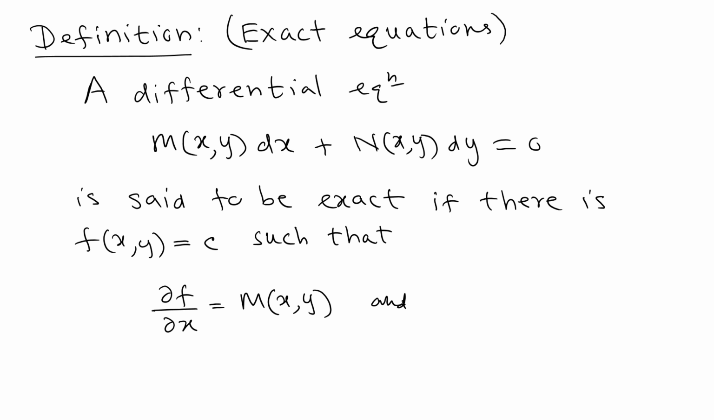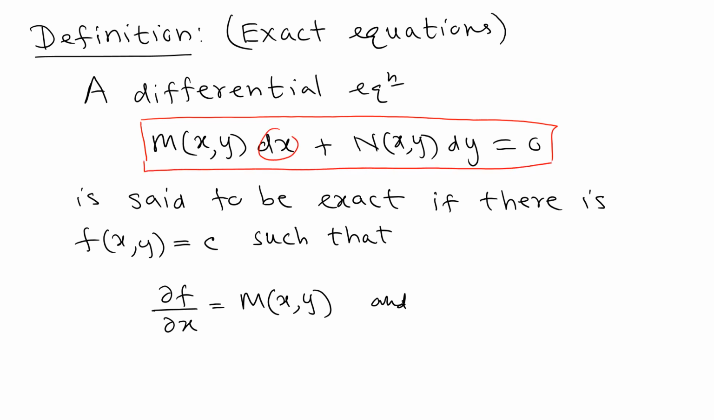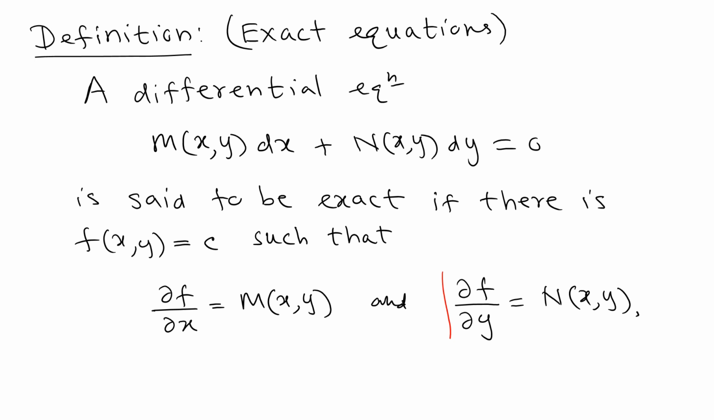We say a differential equation of this form, in this linear form, remember we always write the x terms first and then the y term, and there's a plus sign also. If you write it in this form, it's said to be an exact equation if there is a function f(x,y) equal to 0 such that the first partial derivative of that function equals the M function, and the second partial derivative, that means the partial derivative with respect to y, is the N function.